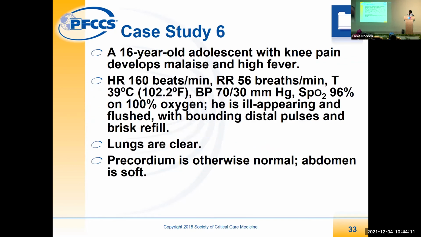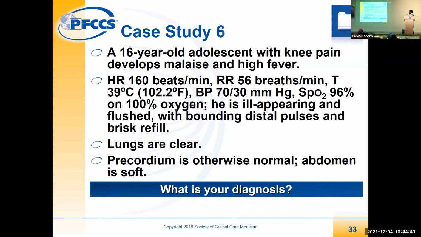So, a 16-year-old adolescent with knee pain develops malaria, high fever. He is tachycardic, tachypneic, febrile, hypotensive, maintaining oxygenation on 100%, sick looking, flushed, with bounding peripheries; lungs are clear, abdomen and heart otherwise look normal. Okay, go ahead. Next. So what's the diagnosis? Okay, very good. Next, please.